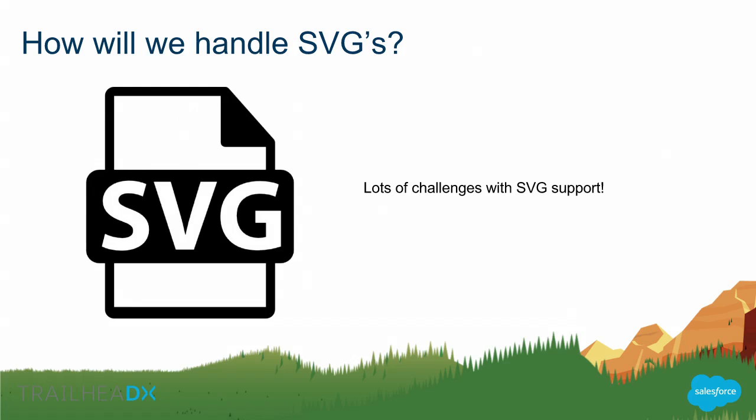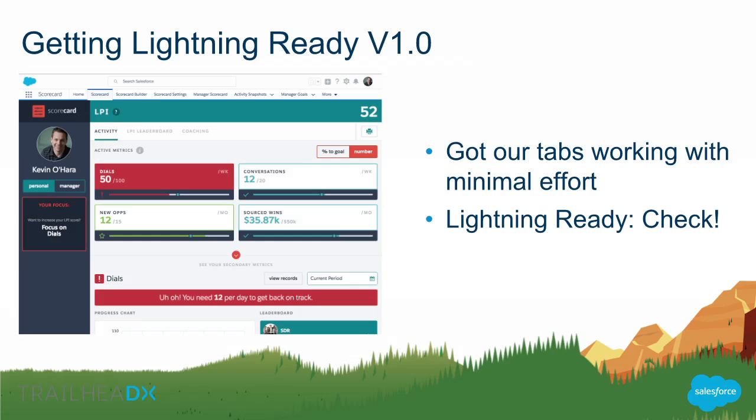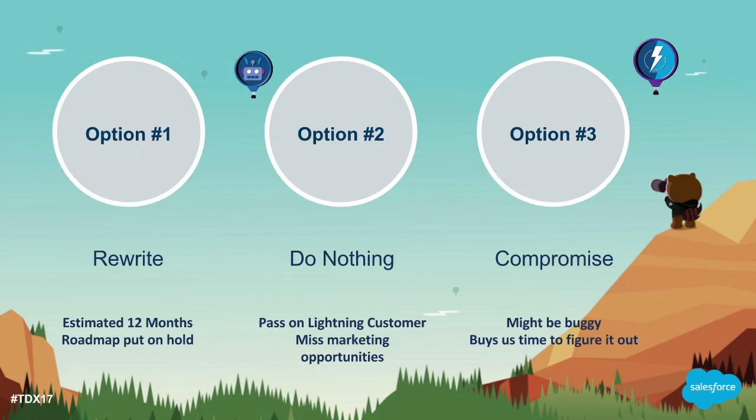The other thing is we do a lot with SVGs for all of our images, and especially early on in the Lightning days, there were some issues with SVG support and some of the properties within SVGs that we were using. So we had to build a tool to handle SVGs, compiling them down to get them into the Lightning components.